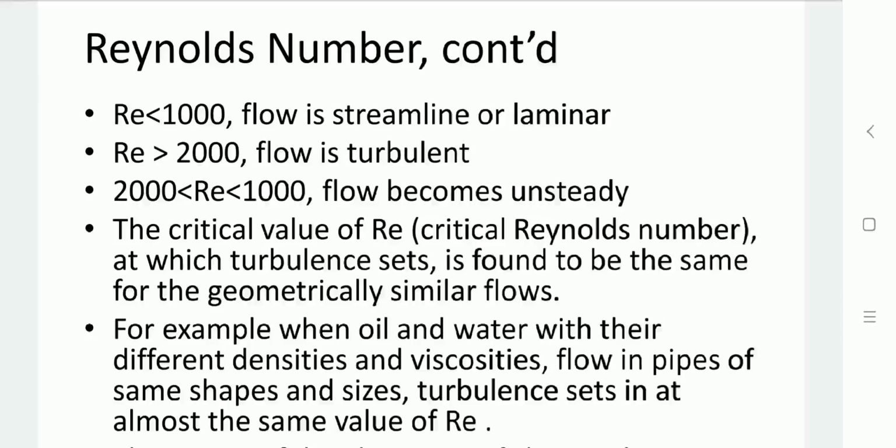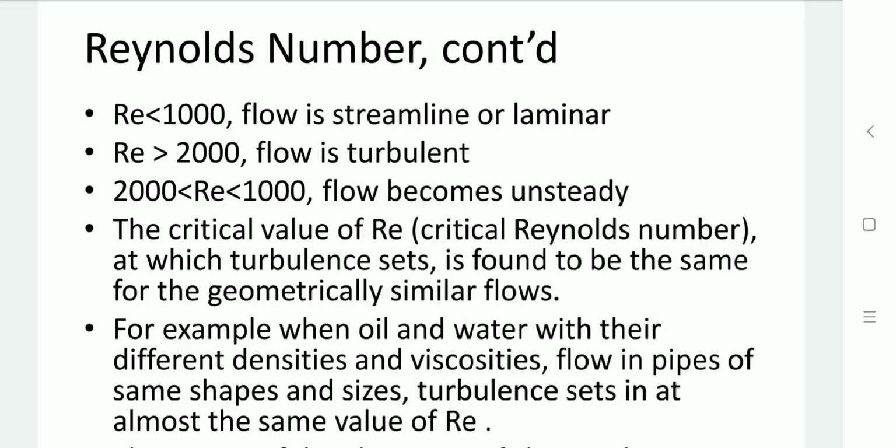And if Re, the Reynolds number, is in between these two limits, 2000 to 1000, then the flow of fluid becomes unsteady. So the value of Reynolds number that is the critical Reynolds number at which turbulence is set is found the same for geometrically similar flows. For example, when oil and water with different density and viscosity flow in a pipe having the same shape and size, then turbulence sets in with the same value of Re.